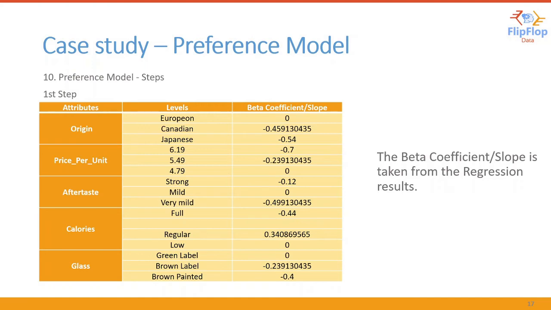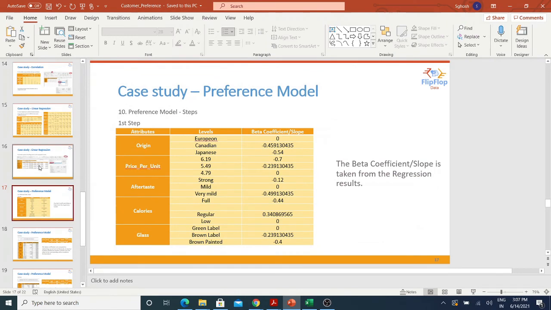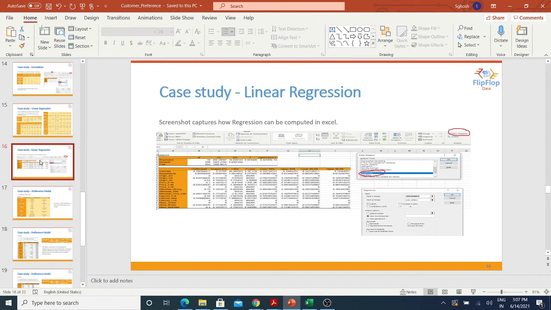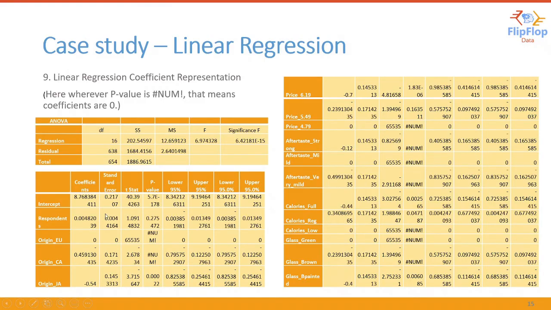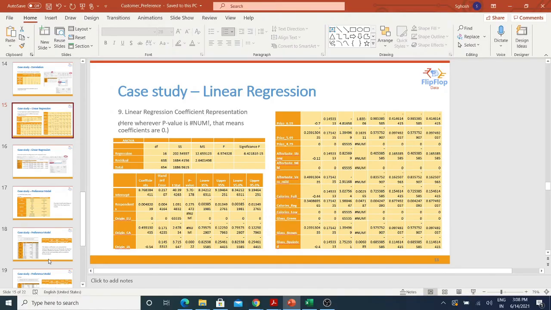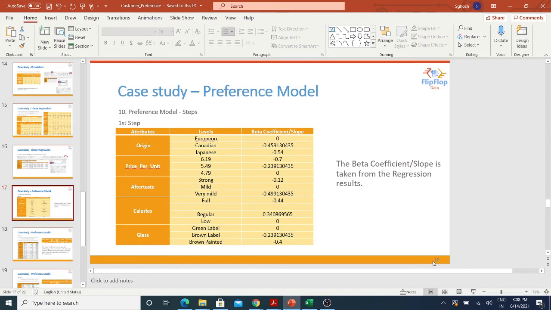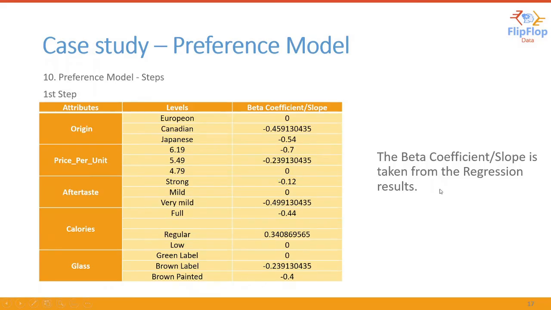So in this table, beta coefficients or slope are fully captured from our regression results. So regression results, going back, I can show you. Yes, this is the one. So all these coefficients for the corresponding features or variables have been captured, and that is represented in that table. So you can go through this.